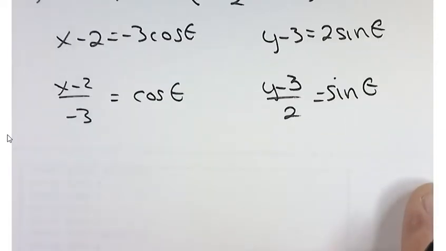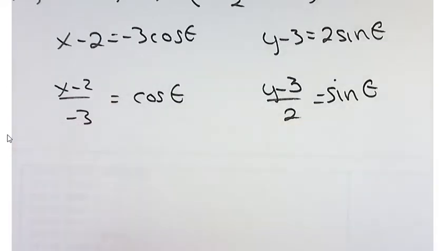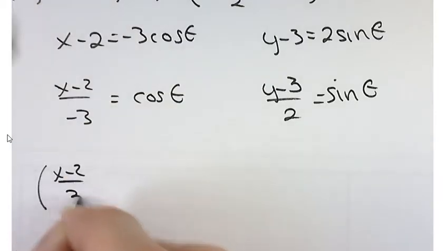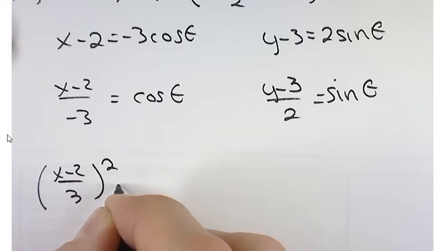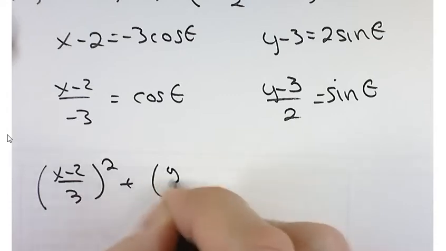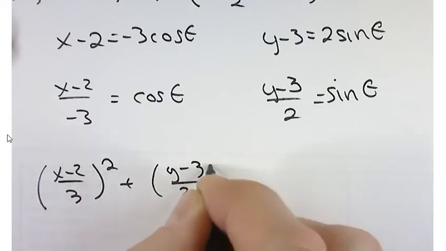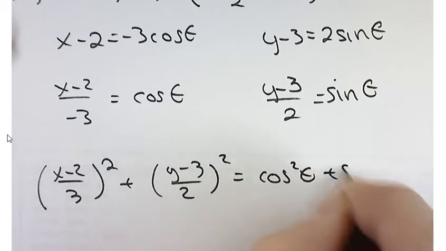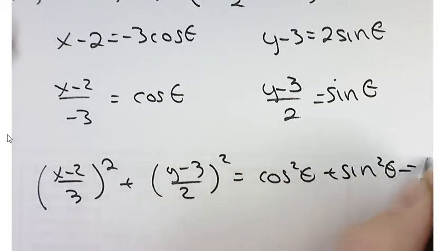Cool. What's the last step there? What's my trick now to get rid of theta? Does anyone know? Remember from last week? Yeah. Square both sides and then add the results. So x minus 2 over 3 squared plus y minus 3 over 2 squared equals cosine squared of theta plus sine squared of theta, which of course is 1.